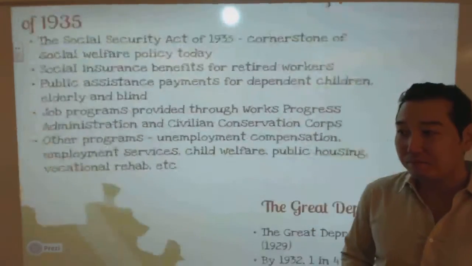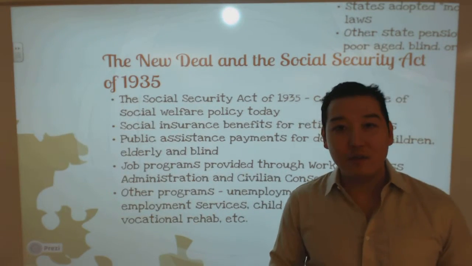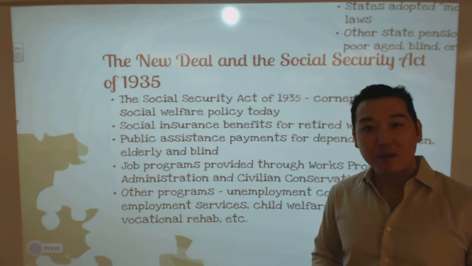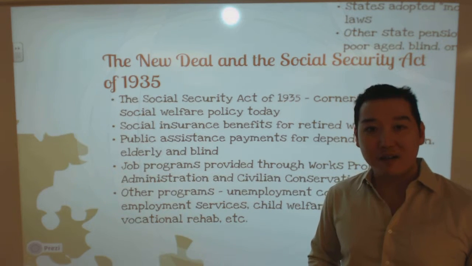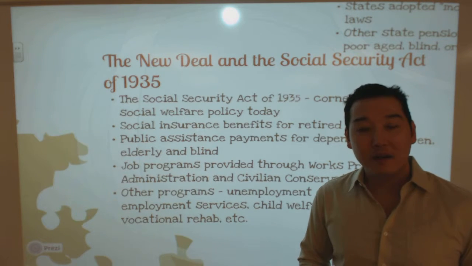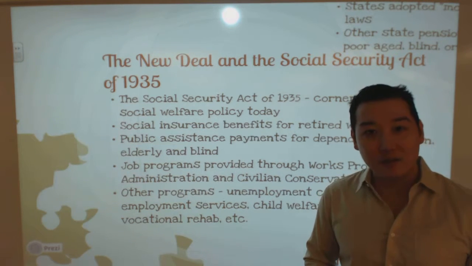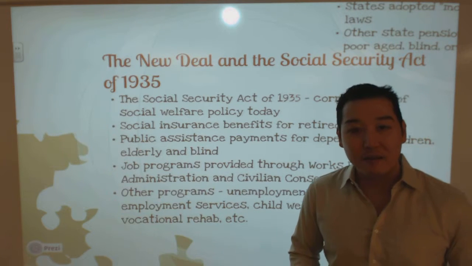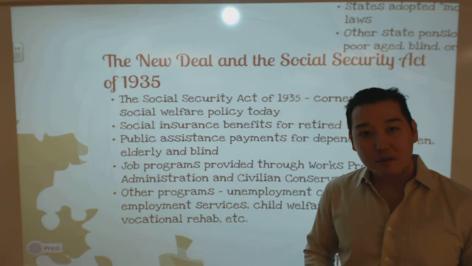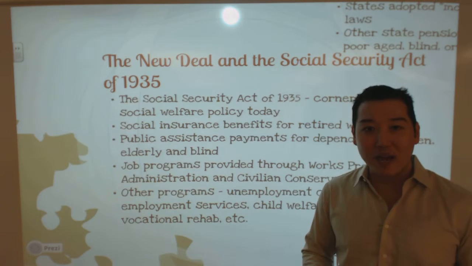And so during this New Deal era, we have lots of different federal laws that are passed, but most important for our purposes is the Social Security Act of 1935, which is basically the cornerstone, the framework of what we study in this class. If you take a look at the structure of the Social Security Act of 1935, Social Security, TANF, all of those different programs that we study today were established during this era.